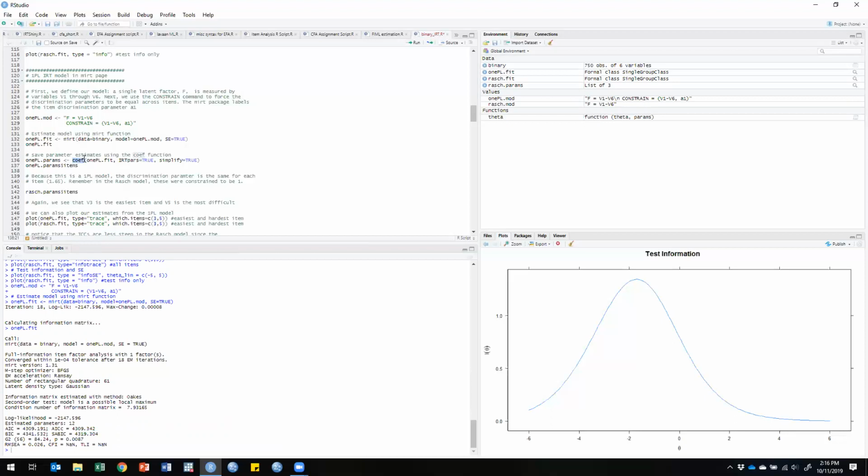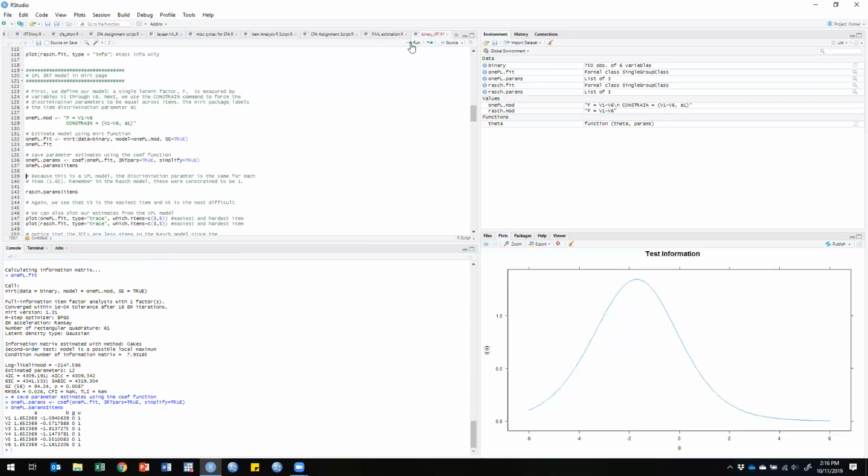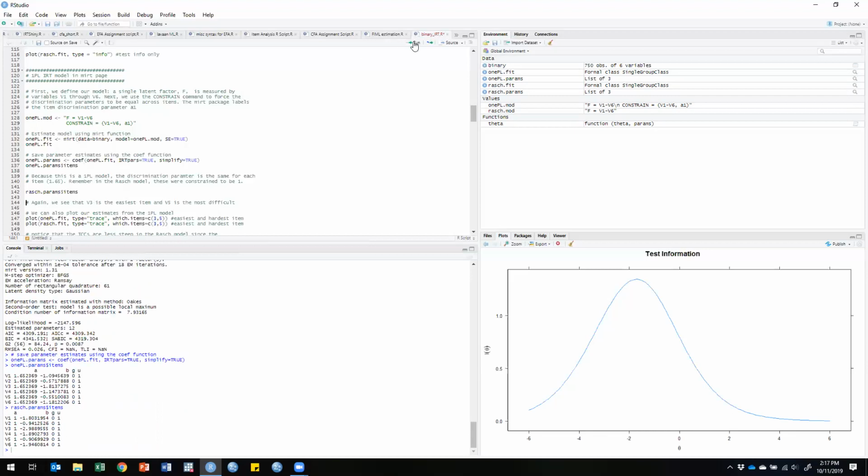We have to use the coefficients function to get our parameter estimates. And so you see here, the discrimination parameter for the 1PL model is estimated to be 1.65. So we estimate it in the 1PL model. In the RASH model, it's just set to 1. Then here's the difference between the two. Notice the difficulty parameters are slightly different in here too. We still come to the same conclusions.